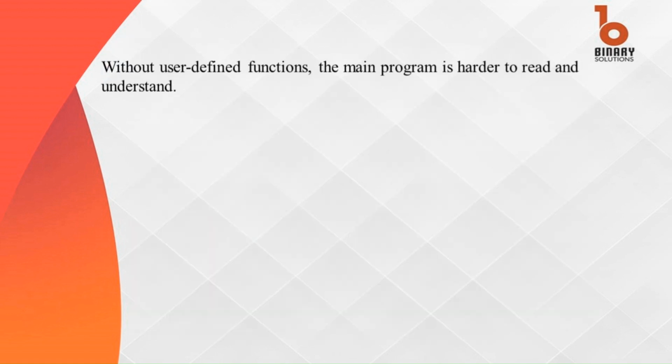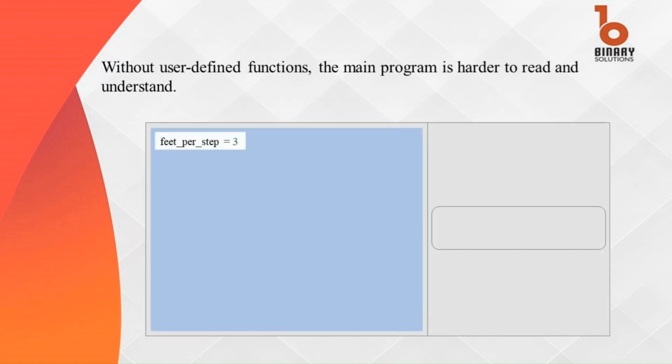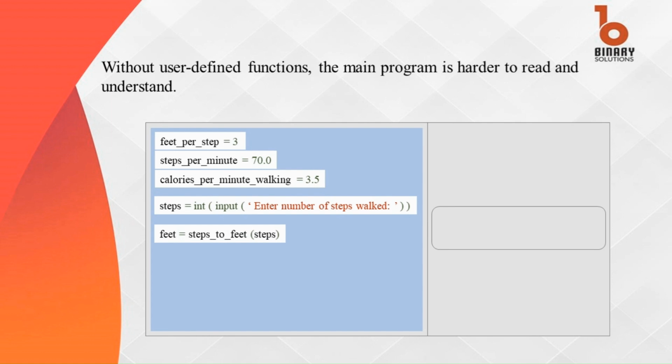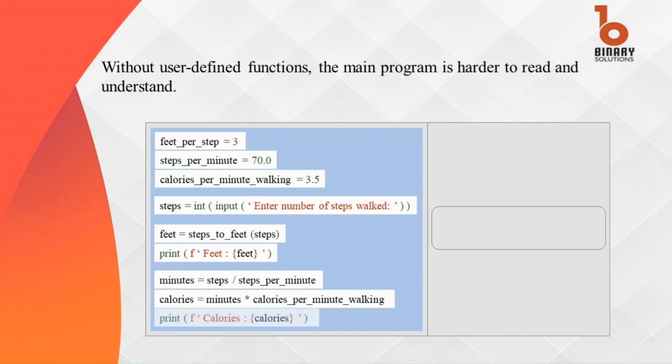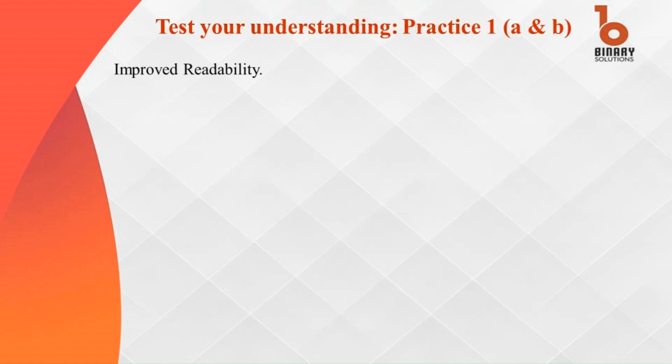Next, this example program calculates the distance walked and calories burned directly within the main program without using user-defined functions. The user inputs the number of steps walked, and the program calculates the total distance in feet by multiplying the number of steps by 3. It then calculates the calories burned by first determining the time spent walking and multiplying it by the calorie burn rate of 3.5 per minute. The results are displayed in a simple format showing both the distance in feet and the calories burned.